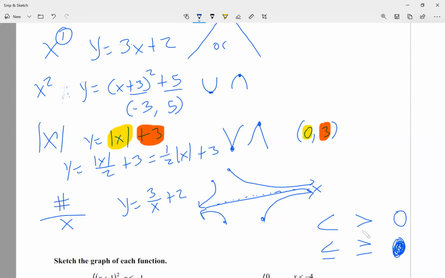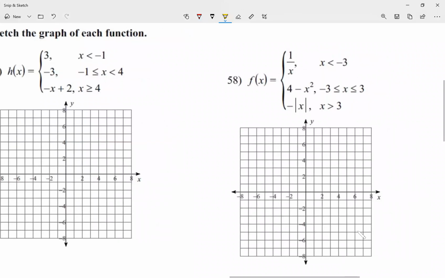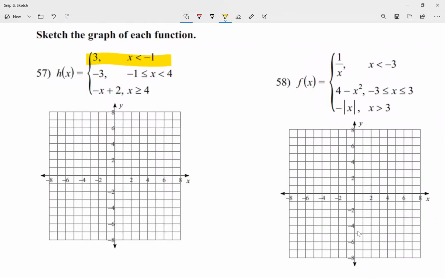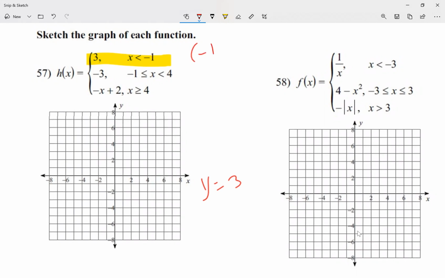Having that said, let's take a look at these last two examples. My first piece, because we call this piecewise, right, looks like y equals 3. Y equals a number. Okay, so I know that should look like a horizontal line. The values of x I'm going to choose are -1 and anything less than -1, right? It says x is less than -1. So how about -2? Because the function is y equals 3, the y value is always 3.